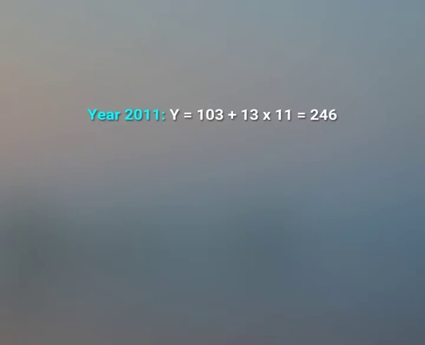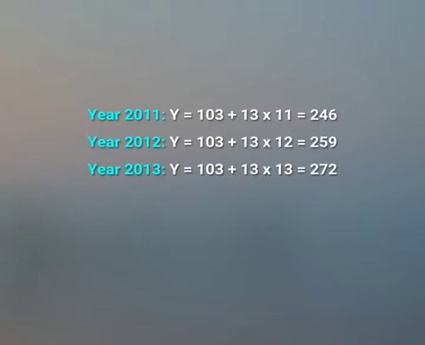So for the year 2011, the equation would be y is equal to 103 plus 13 multiplied by 11, which gives us the answer of 246. Similarly, for the year 2012, we have y is equal to 103 plus 13 multiplied by 12, which is equal to 259. Then for the year 2013, we have y is equal to 103 plus 13 multiplied by 13, which gives us the figure of 272.